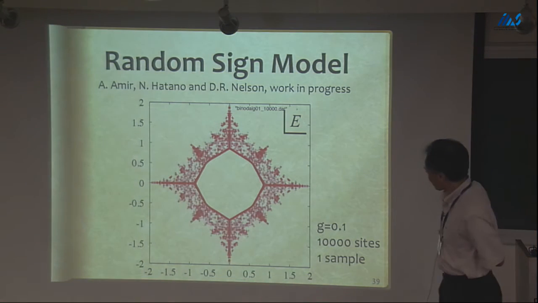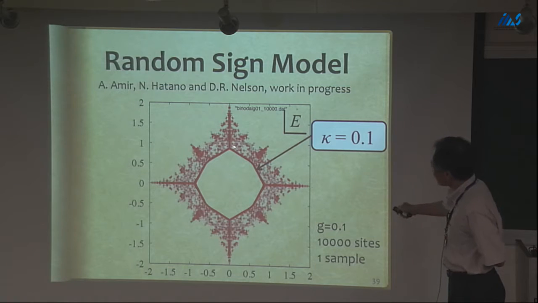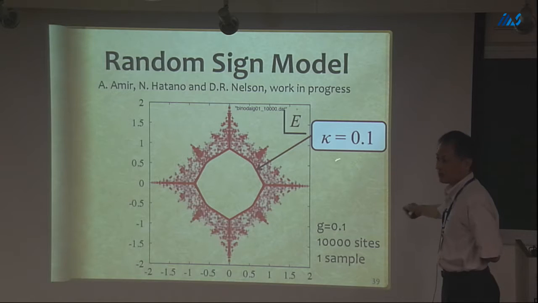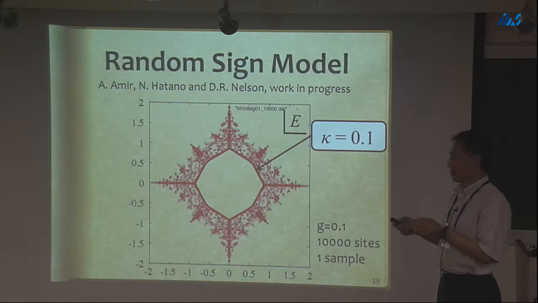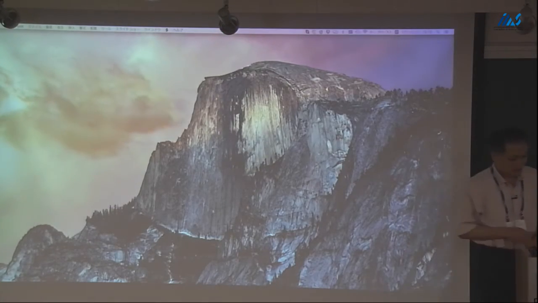But more seriously, this is the contour. Because I added g equal to 0.1, this is a contour of inverse localization length 0.1. So we can draw a contour line by introducing this imaginary vector potential.